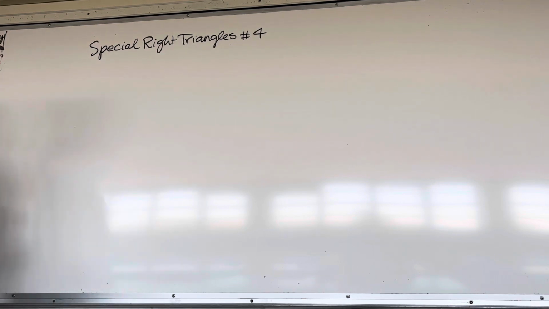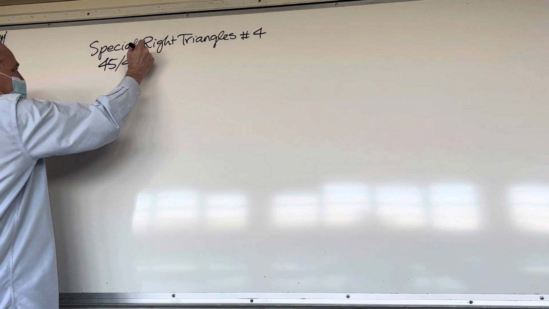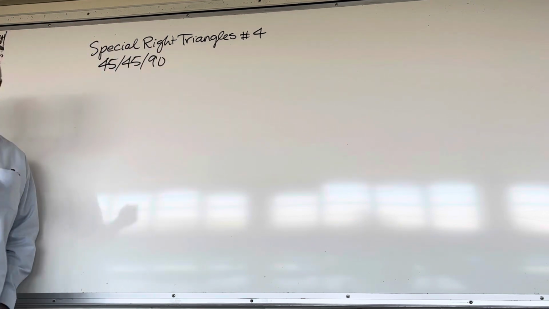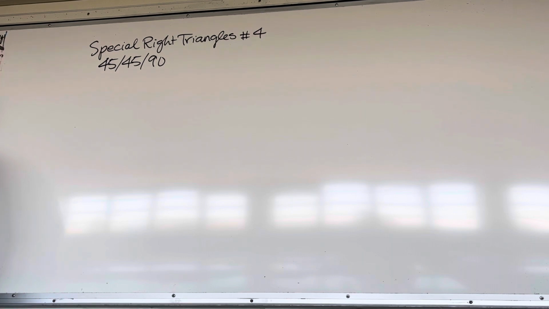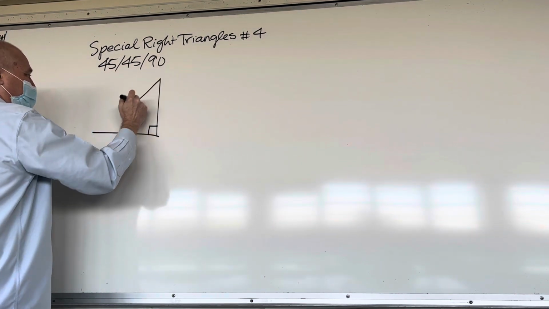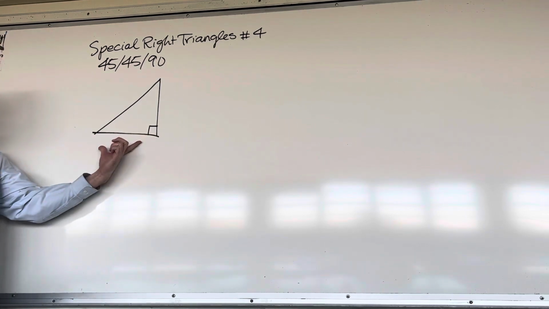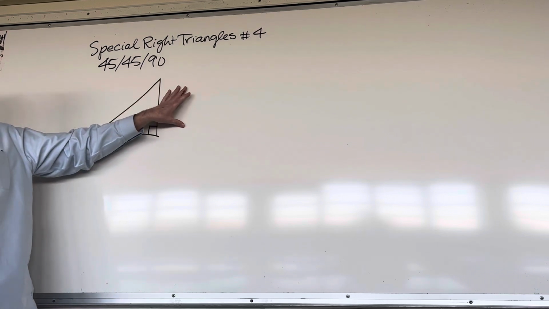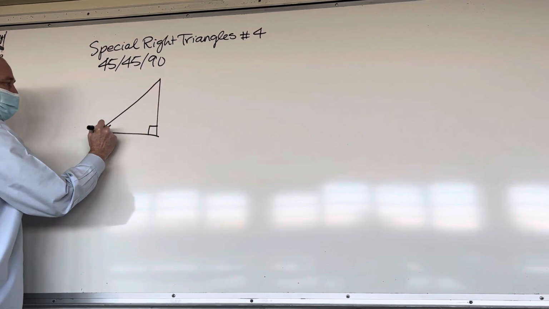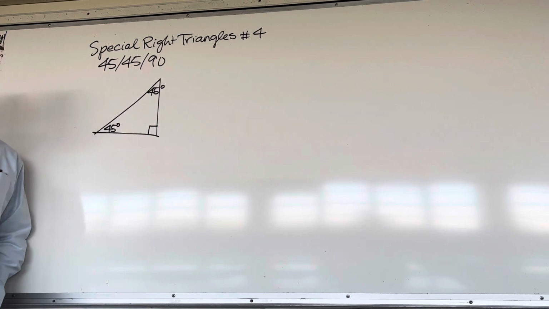And its name is... What do you already know about the triangle? 45, 45, 90. You with me? So, let's draw this one. There's our 90. And I'm trying to make, although I'm not doing a very good job of it, this side length the same as this side length. Why? Because this angle is 45 degrees, and this angle is 45 degrees.